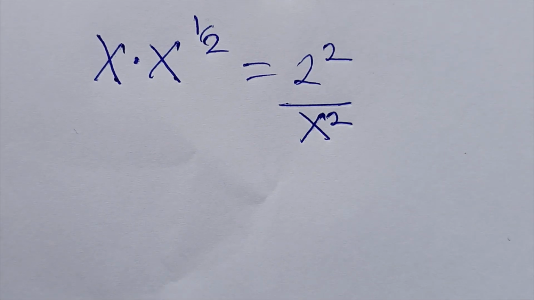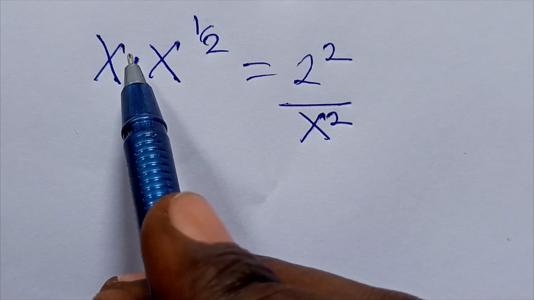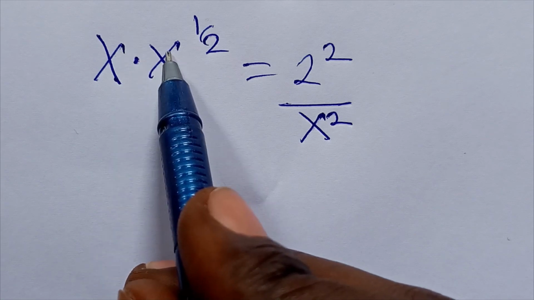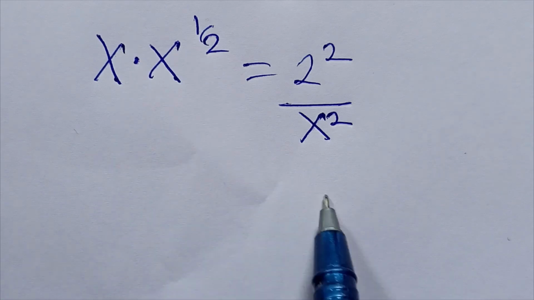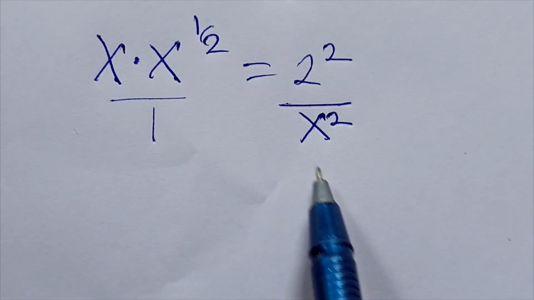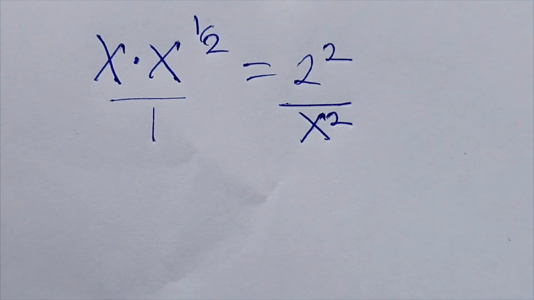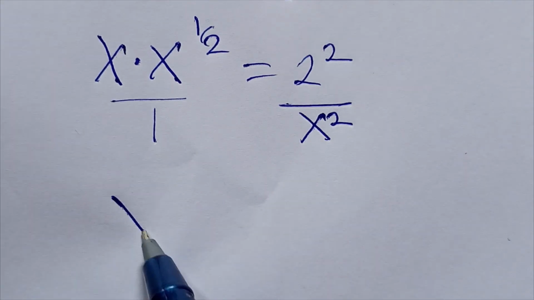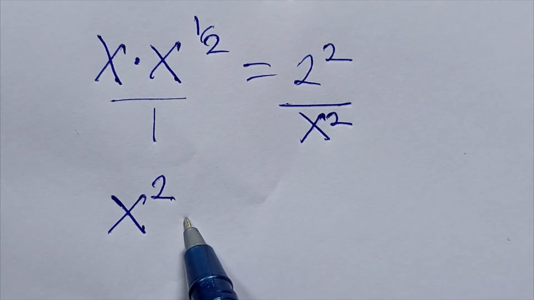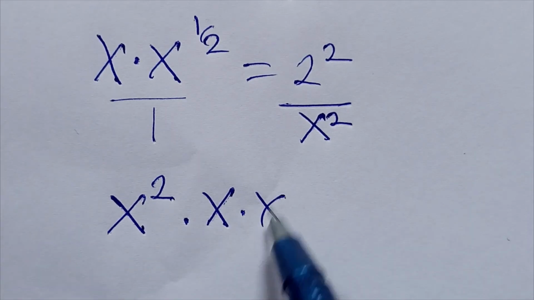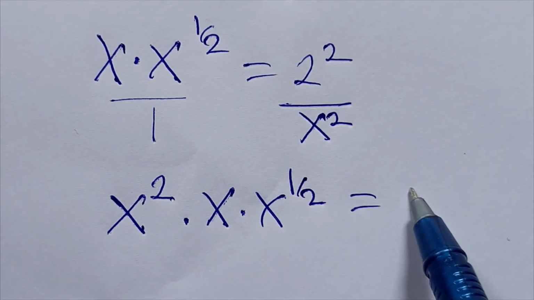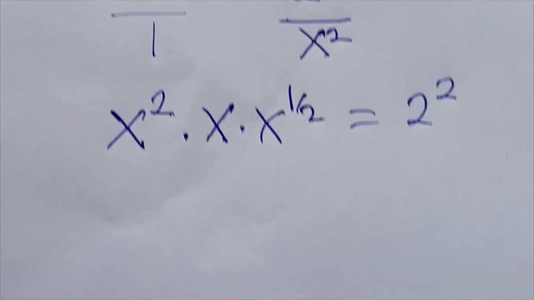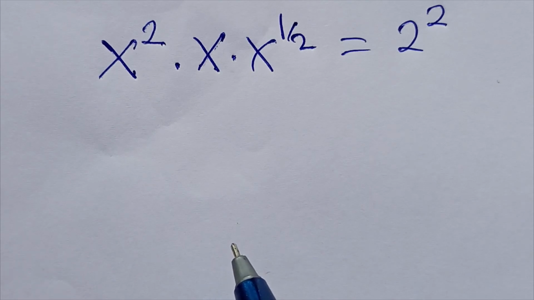If this is what we have, then we can either simplify this first, or we can cross multiply, so we can simplify all the x together since they are like terms. I will just cross multiply, which gives us x to the power of 2 times x to the power of half equals 2 to the power of 2. So now this is what we have.